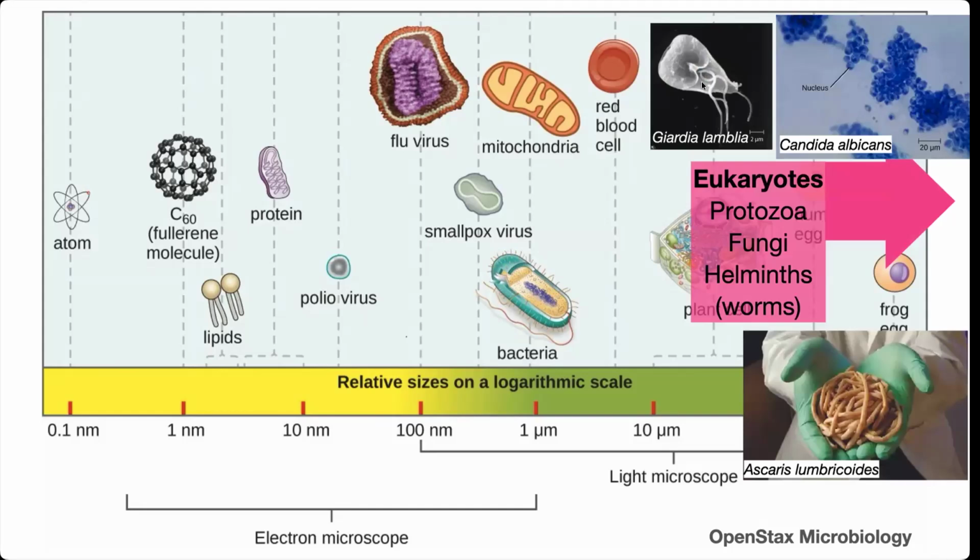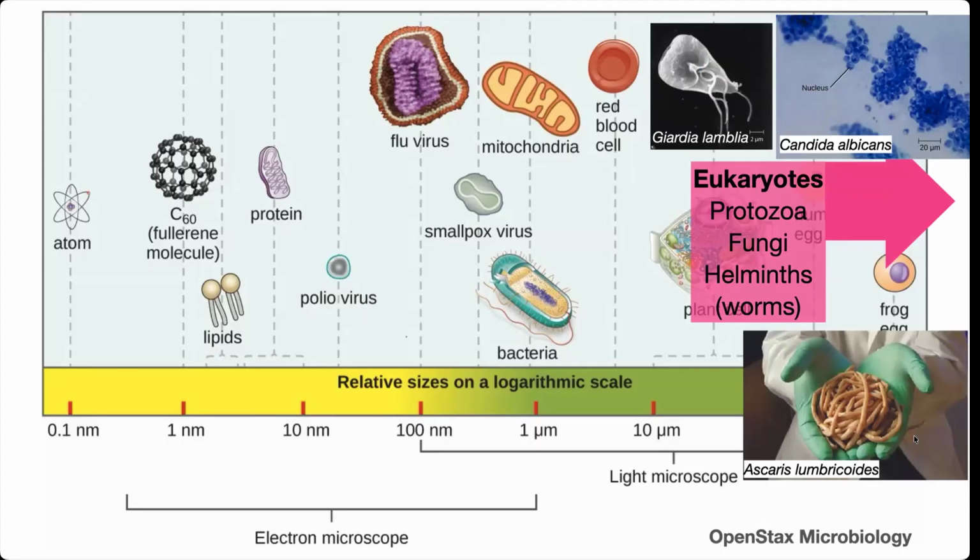And then as far as our other infectious agents, like our eukaryotes, we have them kind of off the chart. They're quite a bit bigger. And so we might have a protozoa like Giardia or fungi like Candida. And then our helminths, which are easily observable without a microscope.